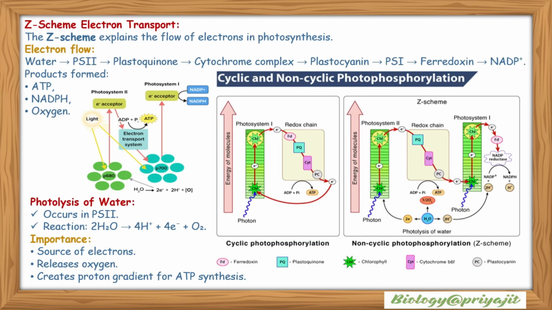Z scheme of electron transport chain. The Z scheme explains the flow of electrons in photosynthesis. Electron flow: water to PS2, then plastoquinone, then cytochrome complex, then plastocyanin, PS1, then ferredoxin, and then NADP plus. The products formed are ATP, NADPH, and oxygen. Photolysis of water occurs in PS2 and the reaction is 2H2O converted into 4H plus, 4 electrons, plus O2. Importance: this Z scheme electron transport chain is the source of electrons, it releases oxygen and creates a proton gradient for ATP synthesis.